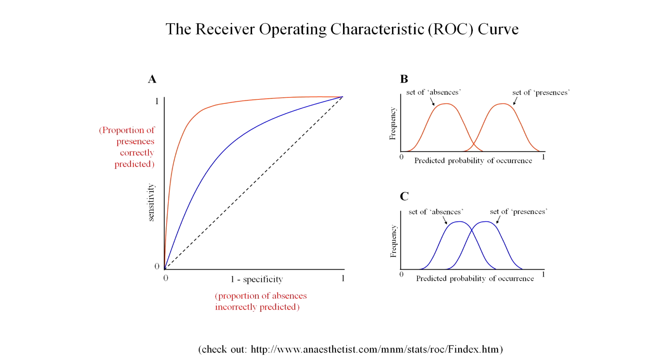So we're going to calculate each of these values, the proportion of the presences that are correctly predicted and the proportion of the absences that are incorrectly predicted, across all the possible thresholds that we could. And then we're going to plot them on this graph to make a curve, an ROC curve. All right, so let's break that down.